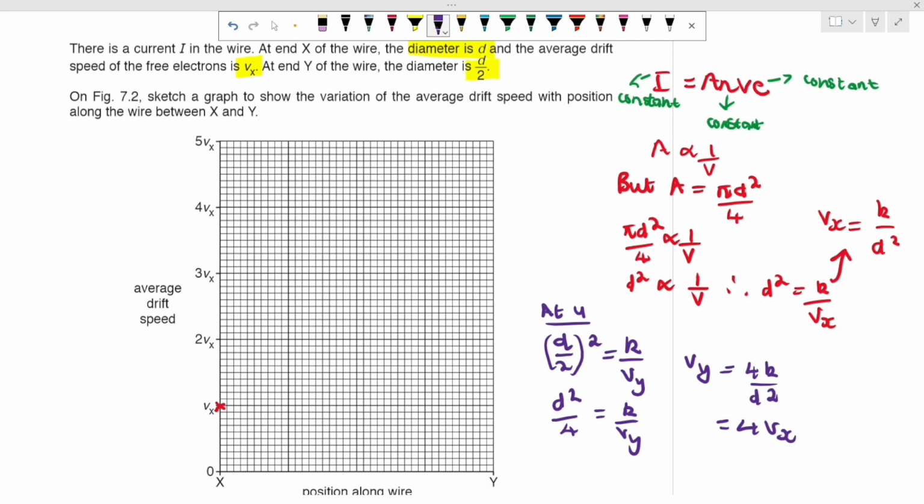So it's y, we're going to have 4x. But we don't know, guys. It's going to be a line like this. We don't know. So what do you do in that case?